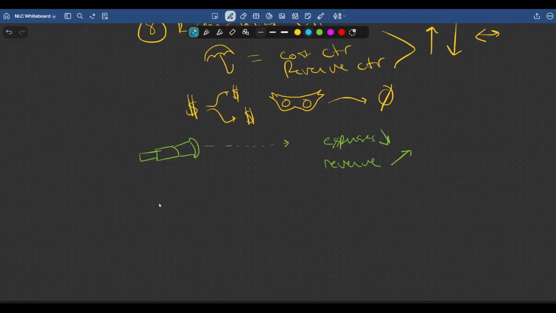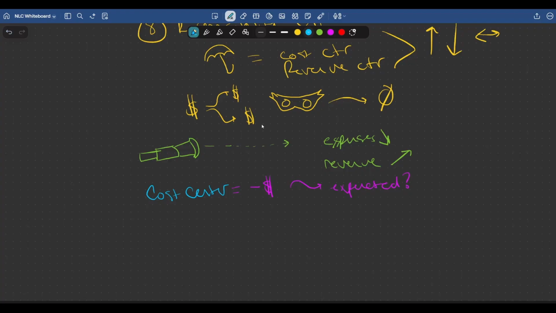Because it helps label the expected outcome, right? So if a cost center comes in the red, right? They're losing money. That might be expected because they're going to generate costs.